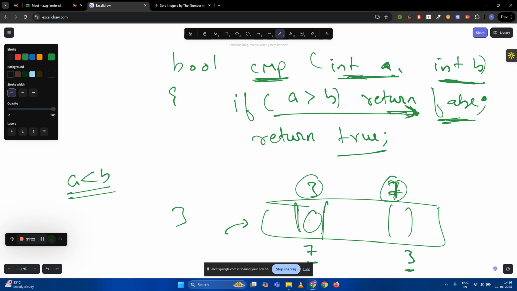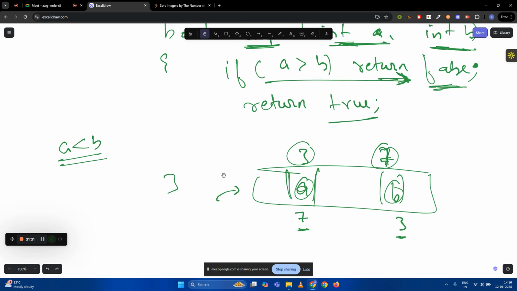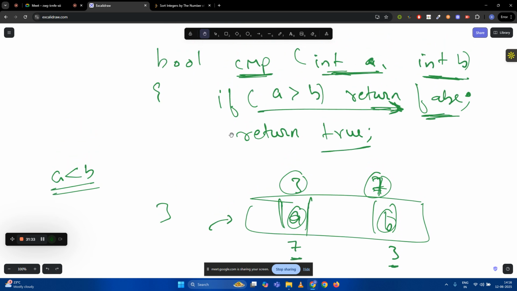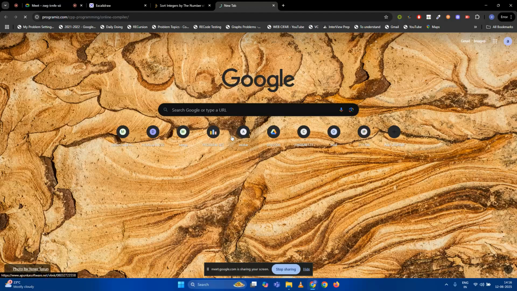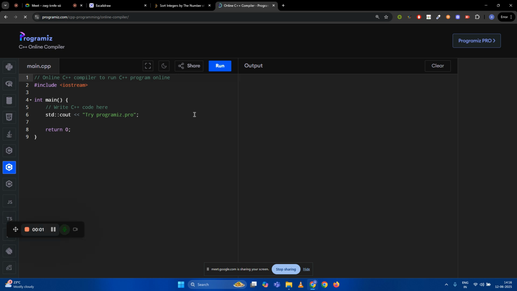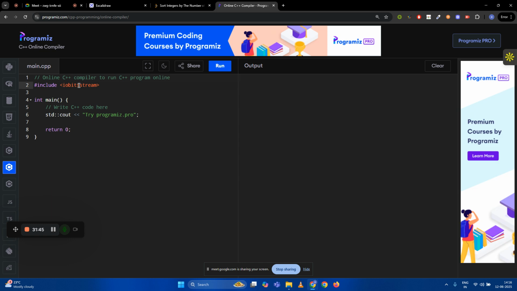In case of 7 and 3. Okay, I'm going to explain with the help of code also. Do not worry about that. So this is how a comparator function is written. Let me code it because it is not that theoretical. But I will give you one trick to remember in the end, and we are going to solve some problems here for this topic.